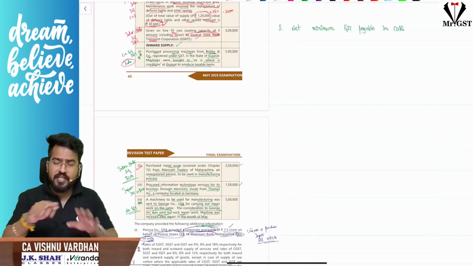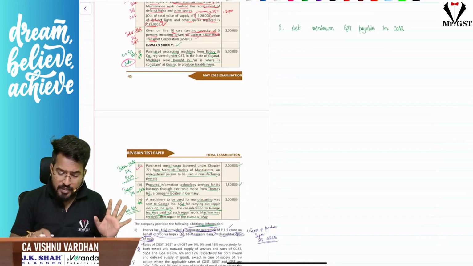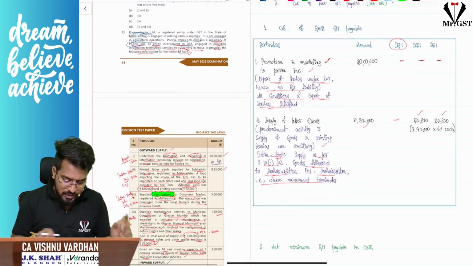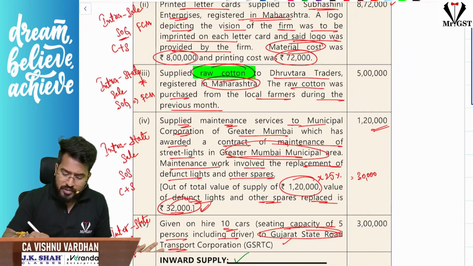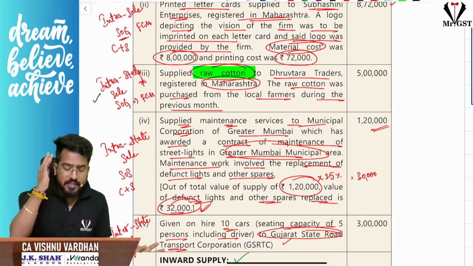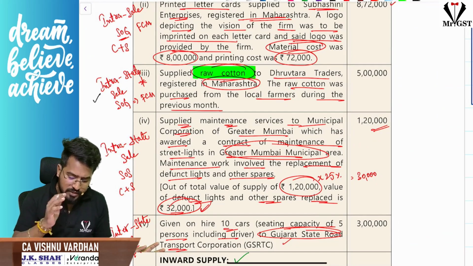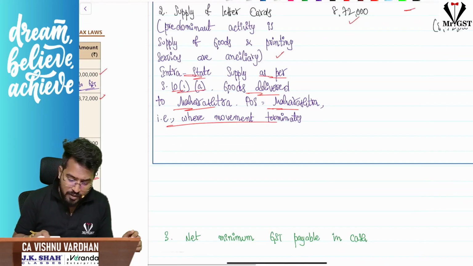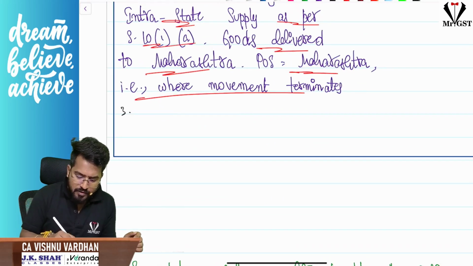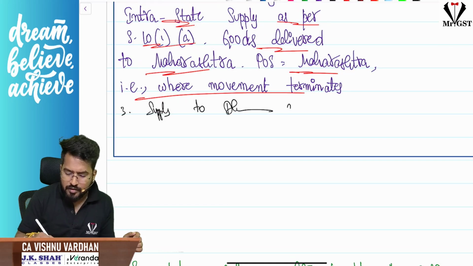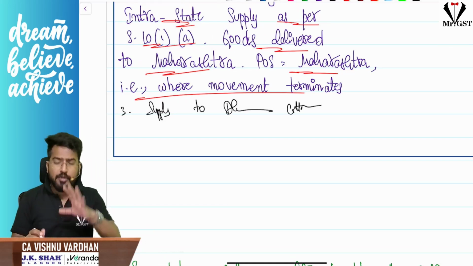Now the remaining things I will fill in roughly, not in a detailed way, so that we don't waste time. Now the third one: supplied raw cotton to Dhruv Tara traders. We have already understood this: intrastate sale of goods, so supply of goods, forward charge, 5 lakhs. So this is CGST plus SGST, correct? Here I'll write supply to Dhruv Tara cotton. All that you write, and below that you write down the reasons.